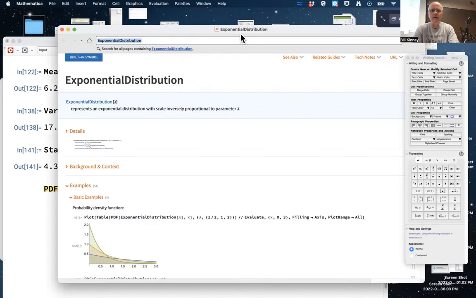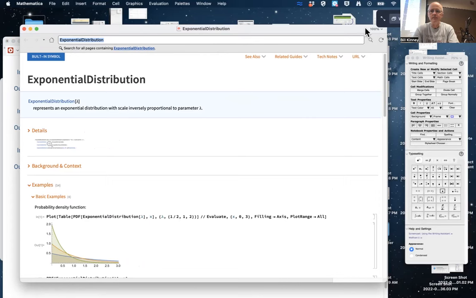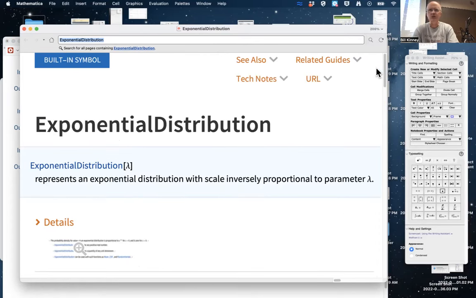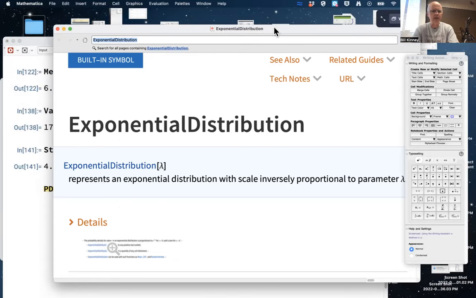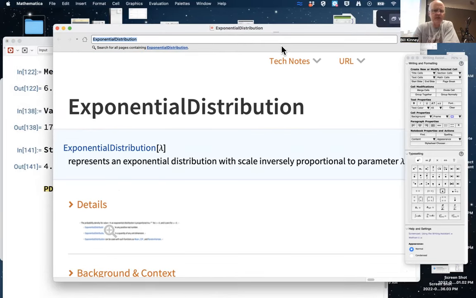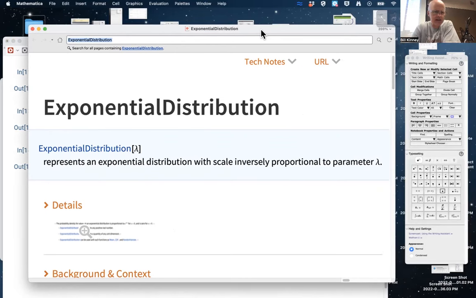Look it up here. By the way, we haven't talked about why alpha was a shape parameter and beta was a scale parameter yet. Exponential distribution, lambda. Lambda is being used here instead of beta. It represents an exponential distribution with scale inversely proportional to parameter lambda.